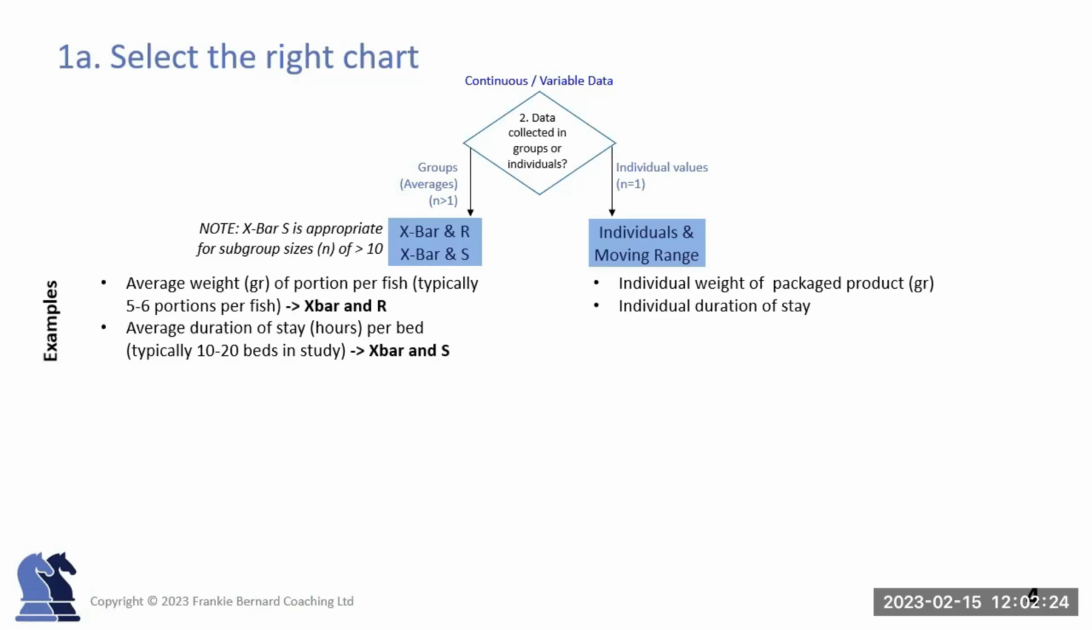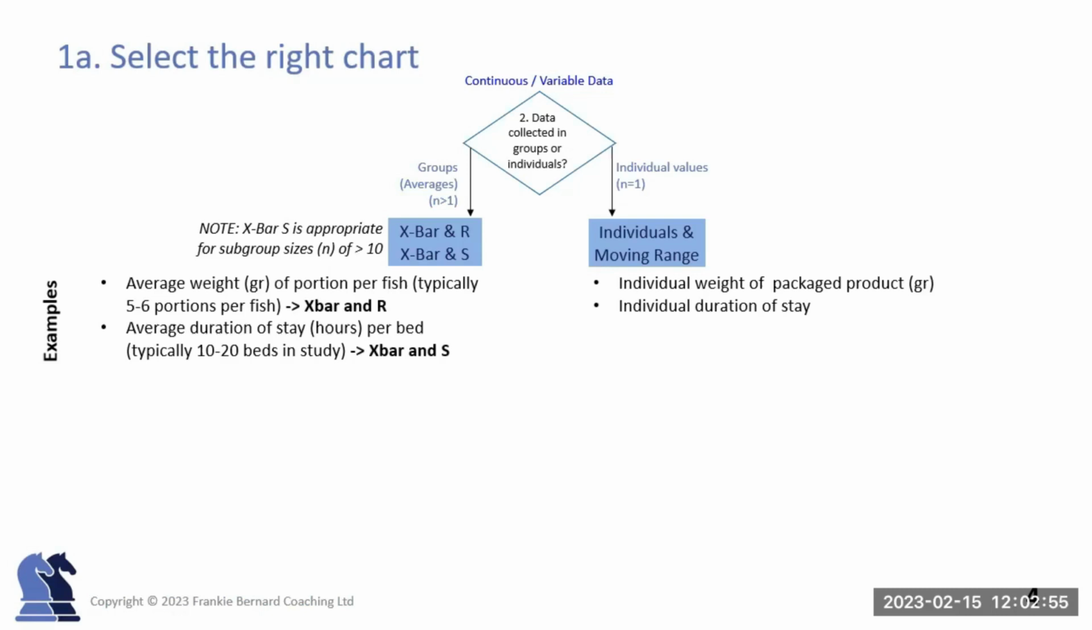So if your volume is fairly low, less than 7, definitely use the Xbar and R. Between 7 and 10, you have a little bit of flexibility, but I would probably say initially use the Xbar and R. If you have more than 10 data points within your sample, then you're completely entitled to use the Xbar and S, because that will use the standard deviation to assess the stability of the variation in the process, and that will probably give you better insights into how your process is performing.